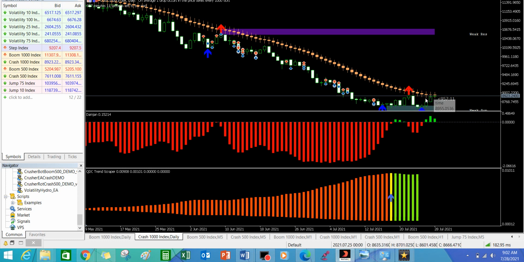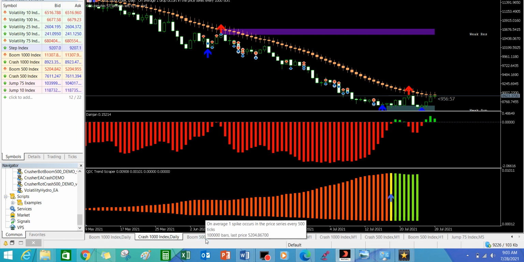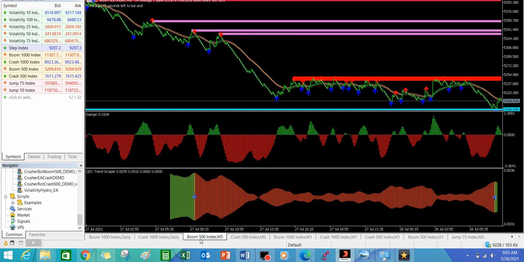except if it is finding it difficult to break this resistance level alone. That is when it will crash down a bit and start all over again. So that is it. You need to take note of all this. Let's check out boom 500 just for you to see how powerful the market movement is. Once you know the market movement, then you will be well guided whenever you are trading.